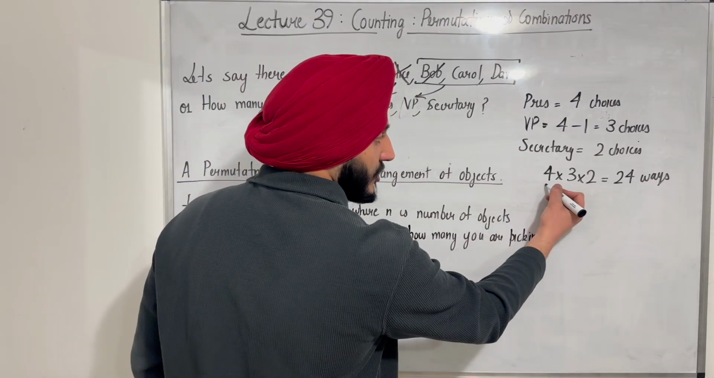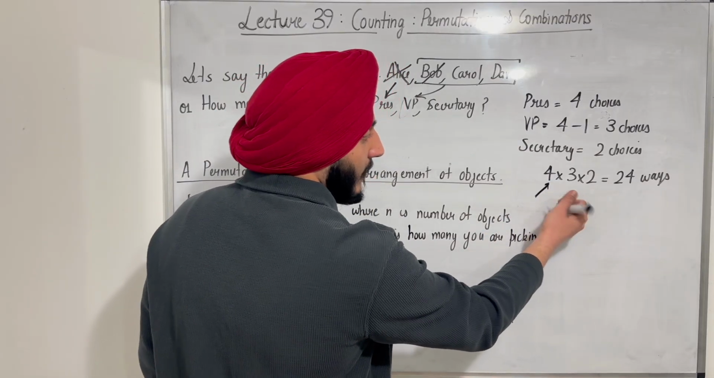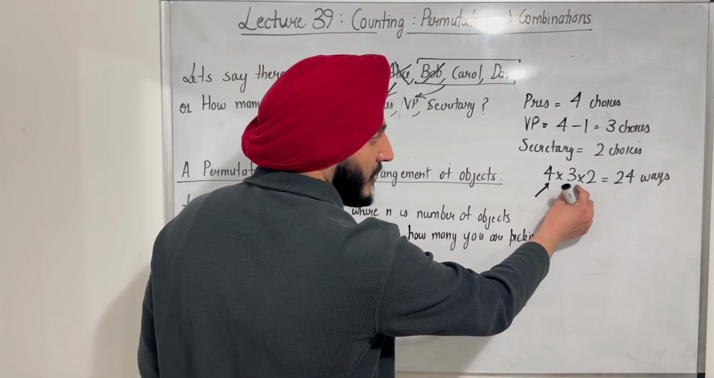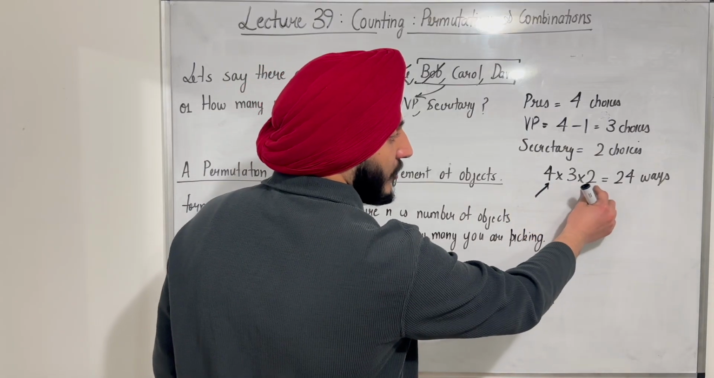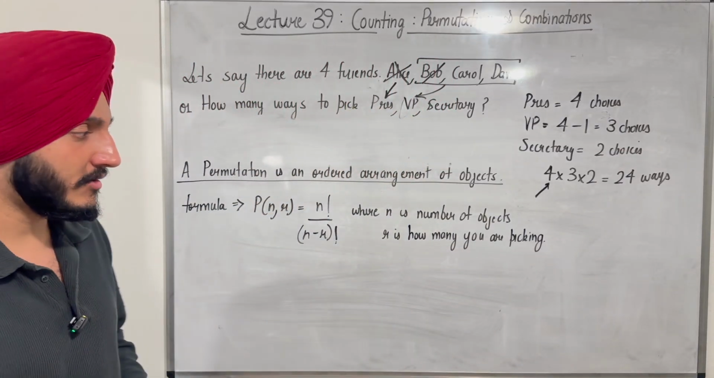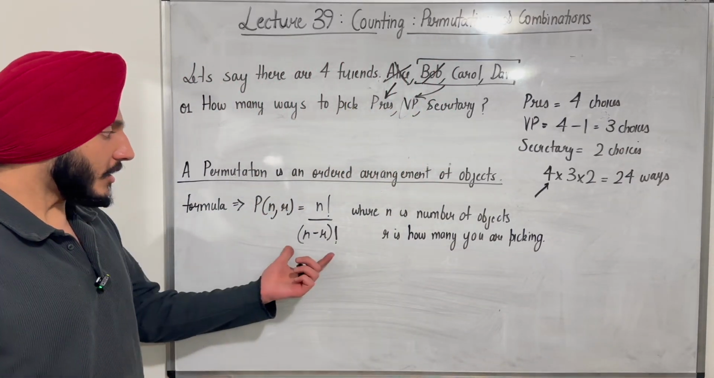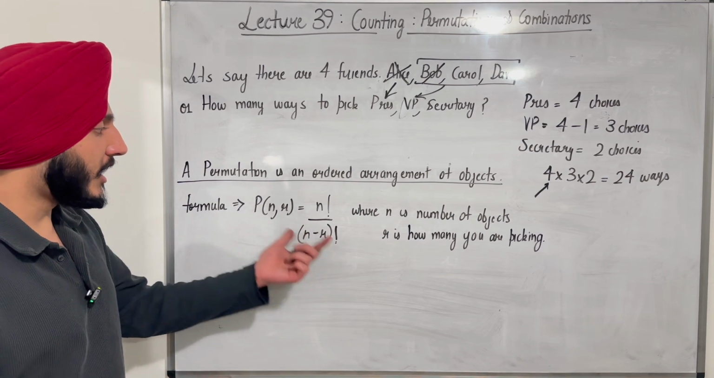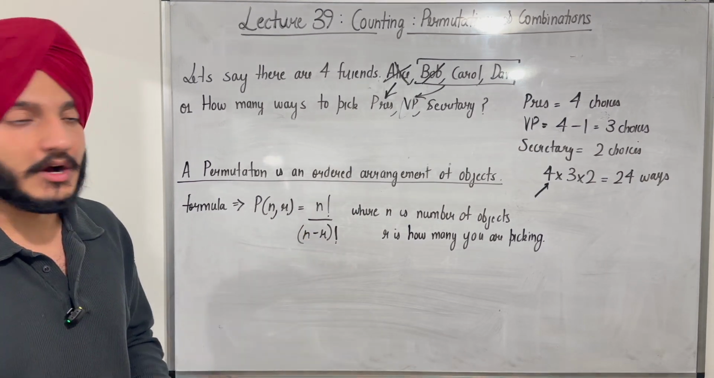For the first position I pick, I would have 4 options. Once I pick one person, I would have 3 people left. And then for the last one, I would have 2 people left. So in total, I would have 24 ways to pick. And using the formula, it's P(n, r) equals n factorial divided by (n minus r) factorial, right?